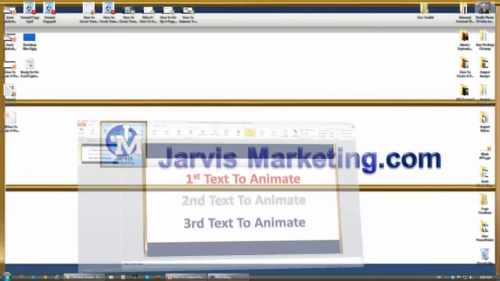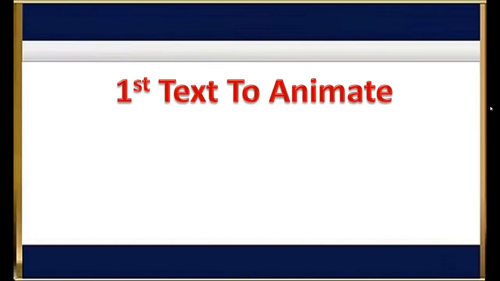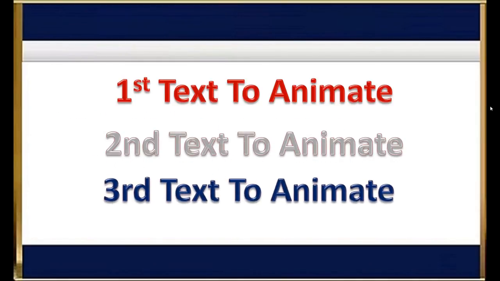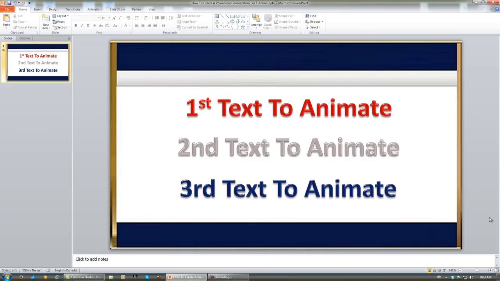Now when we go and show this presentation, I hit my Enter key on my keyboard. This is your first text that's animated. This is your second text that's animated. And this is your third text that's animated. Now it's as easy as that to animate text in PowerPoint.